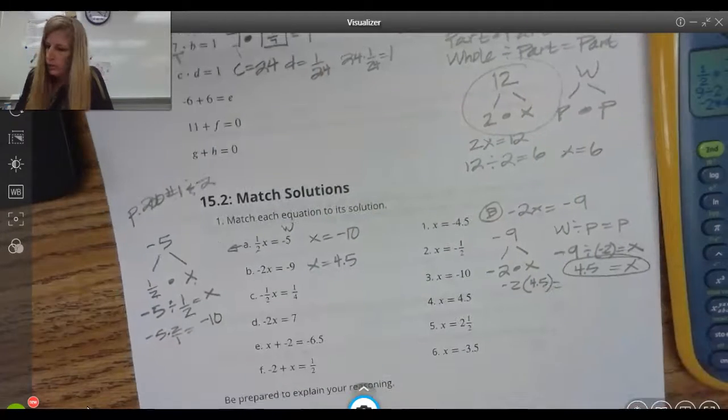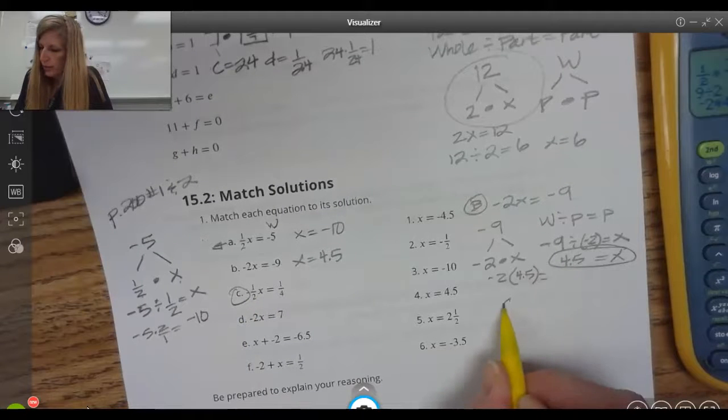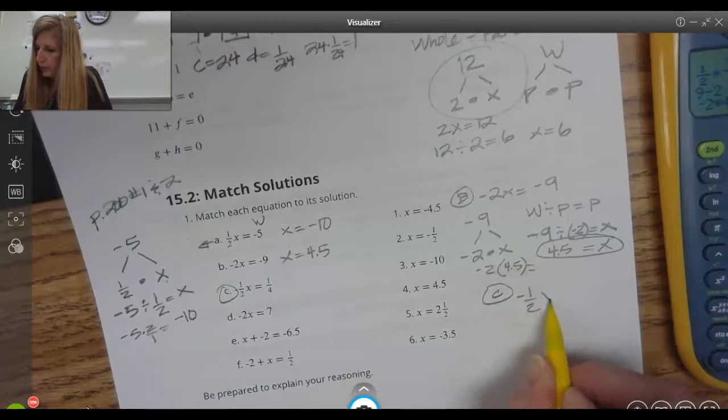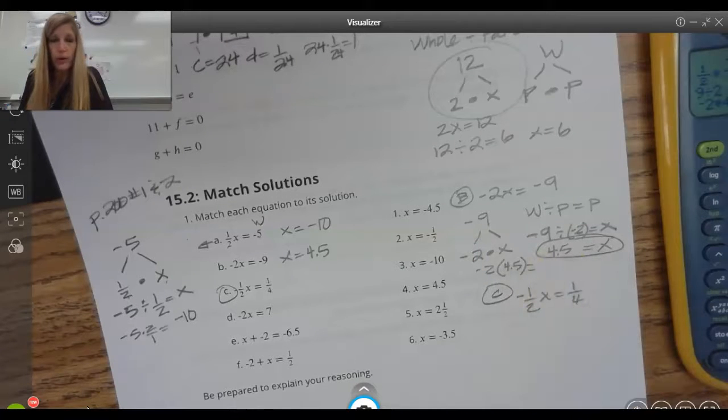Okay, so let's look at this last one. Why don't you do C, go ahead and set up the number bond yourself for this equation. Go ahead and work it just like this. Set up the number bond and solve it and find the answer. Pause the video. It's not an Ed Puzzle, so you're just going to pause the video and then come back and check it.